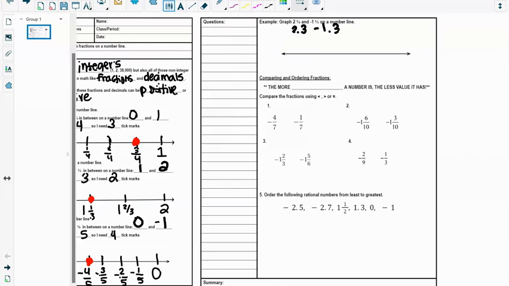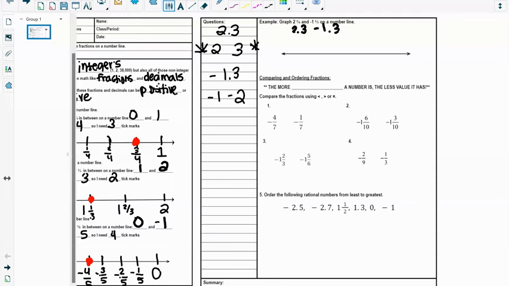So we need to think about two numbers that 2.3 is in between. Well, 2.3 is in between 2 and 3. So we need our biggest number to be 3 and our smallest number to be 2. But we're putting it on the same number line as negative 1.3, so we need to decide what numbers that's in between. Well, positive 1.3 is in between 1 and 2, so negative 1.3 is in between negative 1 and negative 2.